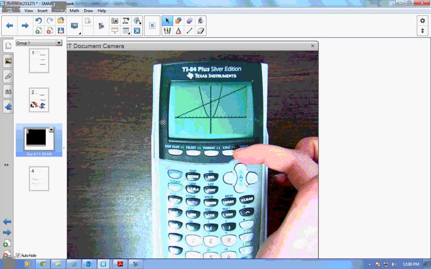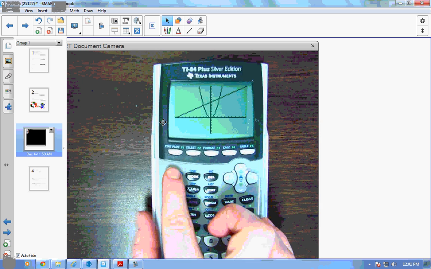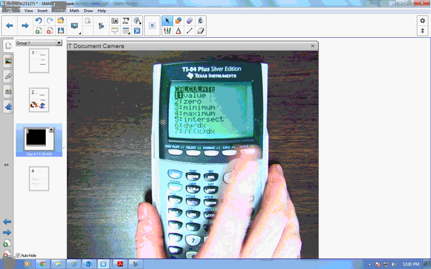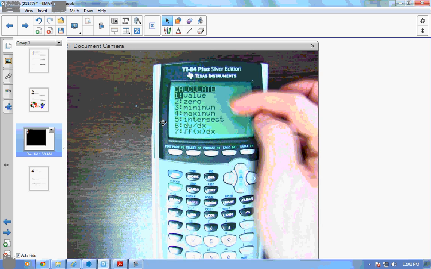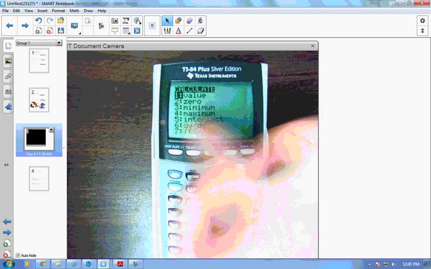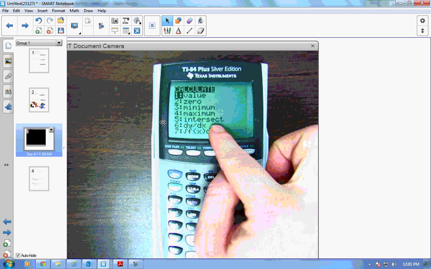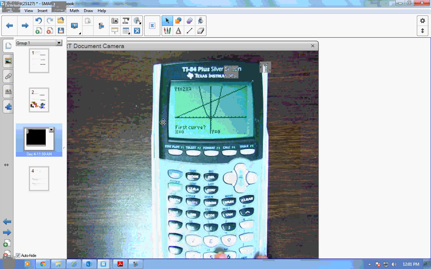Do you see above the trace button in blue? What does it say? Calc. That's what we want. So would everyone go second trace? Equal? Second trace, please. Which one will help us find where they cross? Number 5, the intersect. So we did second trace, now we're going to select number 5.